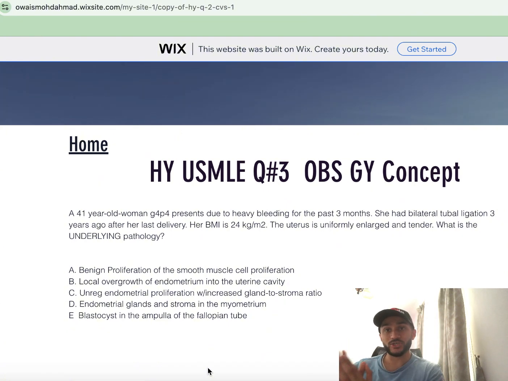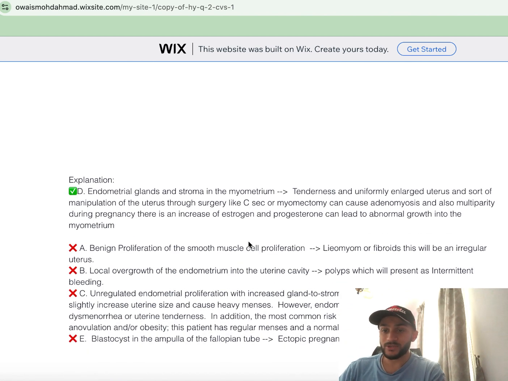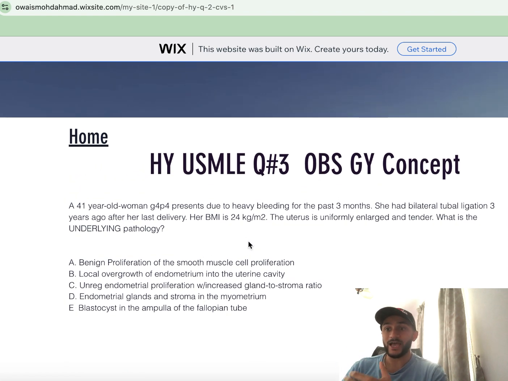Let's come to choice A, which is the incorrect answer. Benign proliferation of smooth muscle cells, incorrect. Benign proliferation of the smooth muscle cell refers to leiomyomas or fibroids. These give an irregularly enlarged uterus. On physical examination, the uterus is uniformly enlarged, therefore making choice A, benign proliferation of smooth muscle cells, which is the myometrium, which are the fibroids, the incorrect answer.